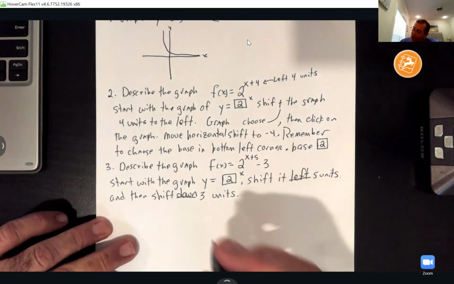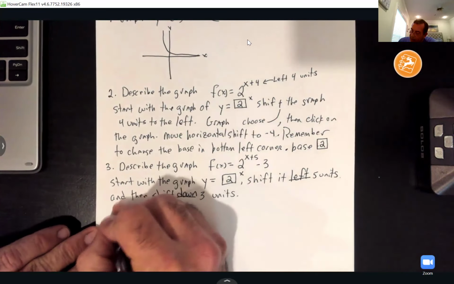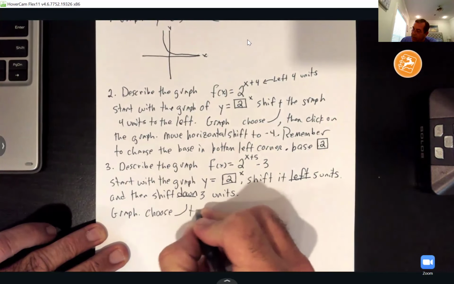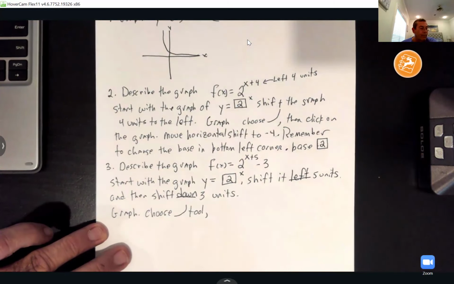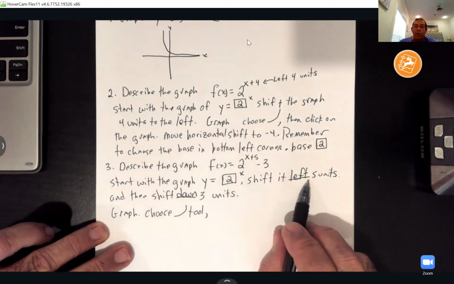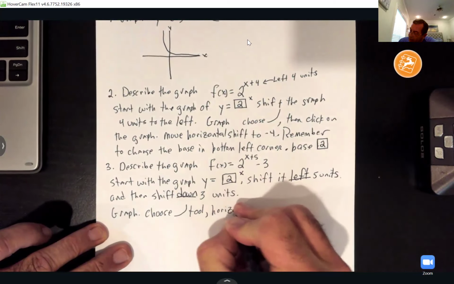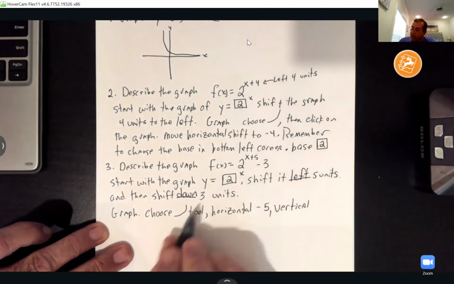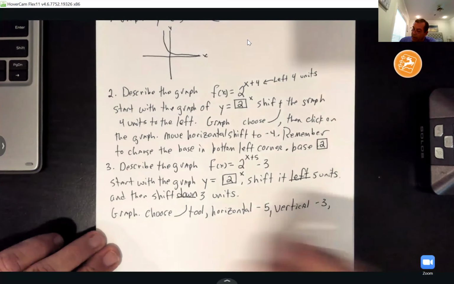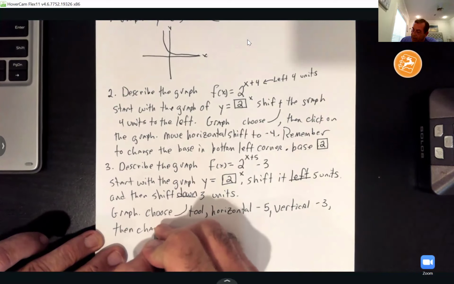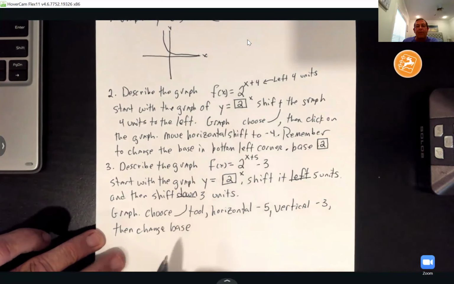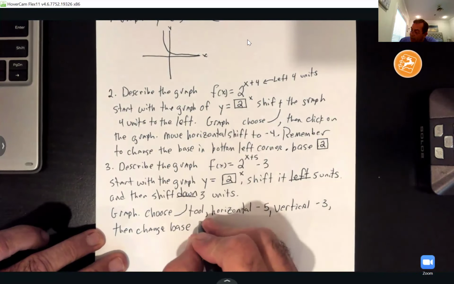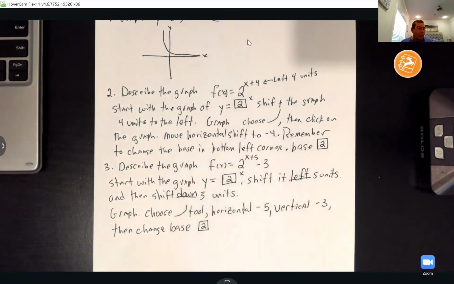All right, then we got to graph it. So remember on the graph, choose the exponential tool again. So your horizontal -5. Vertical -3. Then change the base. Now, it's possible it could have 2 there still since you put a 2 on the last problem, but make sure in the base it does have that 2 there for you, okay?